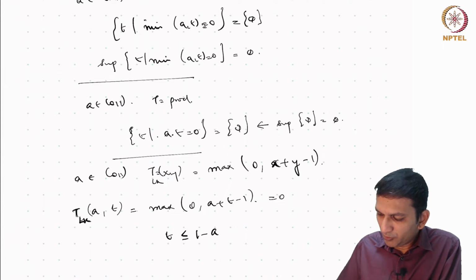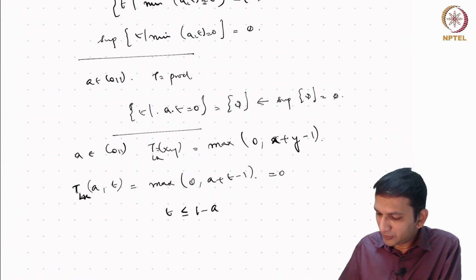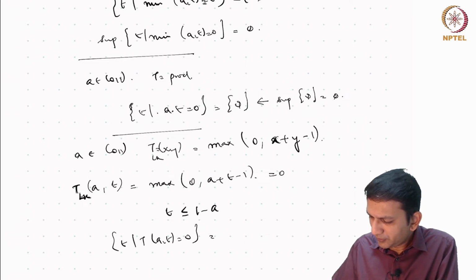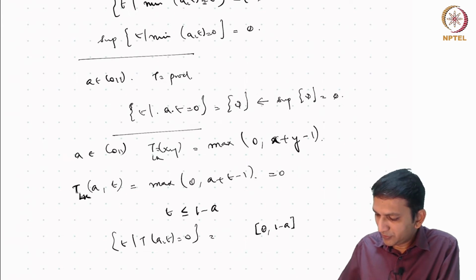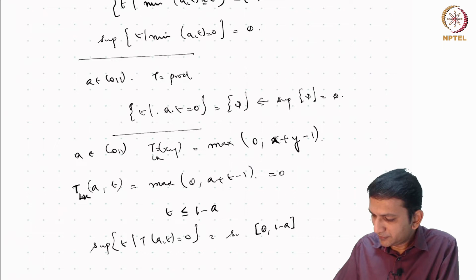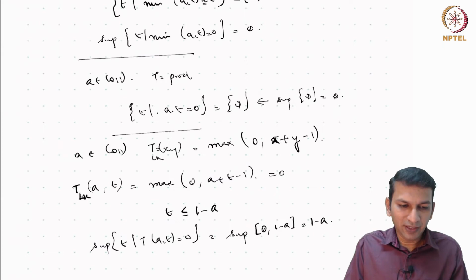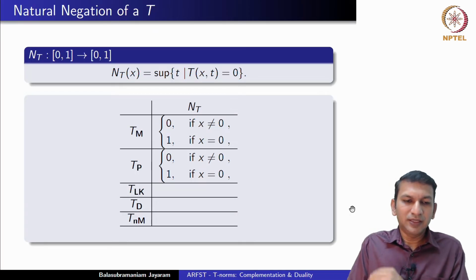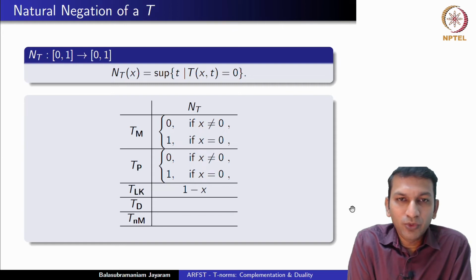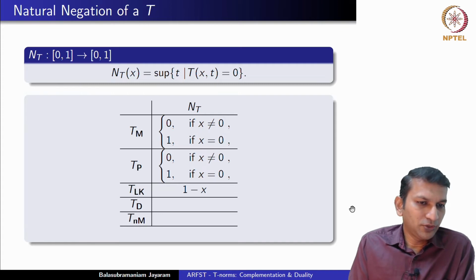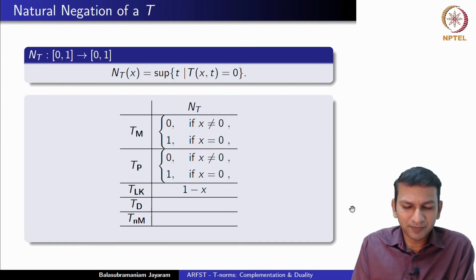T-norm. So the supremum of this will actually be, if you look at T such that T of A, T is equal to 0, this set will consist of 0 as a possible one, up to 1 minus A inclusive of it. So if you're looking at the supremum of this, it is 1 minus A. Now this happens for every element A from [0,1]. Thus, we get that the natural negation obtained from the Lukasiewicz T-norm is in fact 1 minus x. We could do the same for the other T-norms also, but let's have a geometric perspective of this.